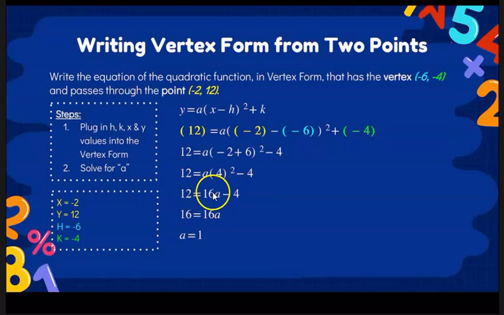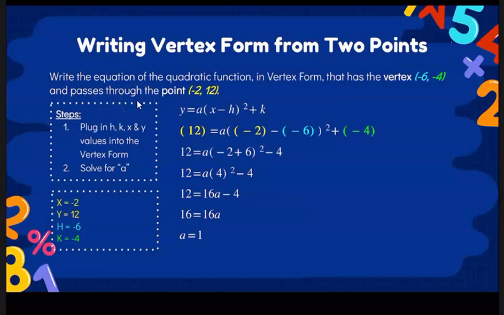Then I know I want to solve for a, so I have to get a by itself, so I'm going to add 4 to both sides. So 12 plus 4 is 16. I end up with 16 equals 16a. If I divide by 16 on both sides, I get a equals 1. But notice it tells me to write the equation, so I haven't written the equation yet.